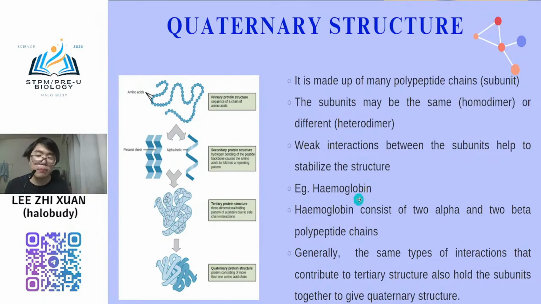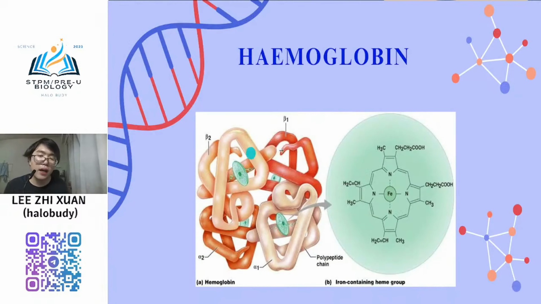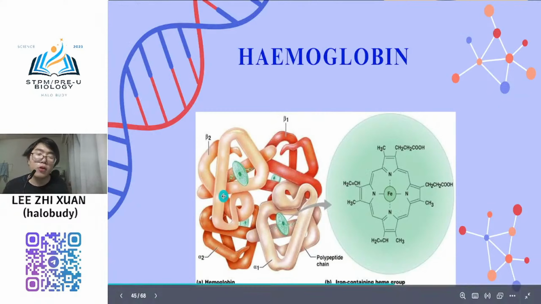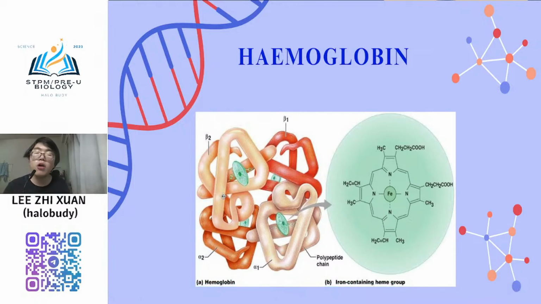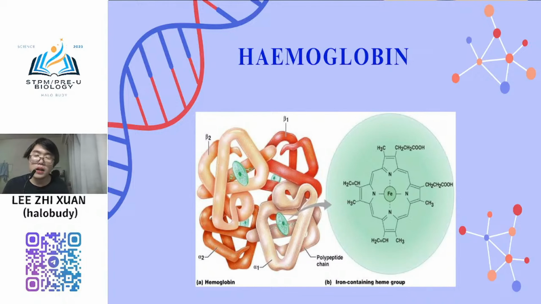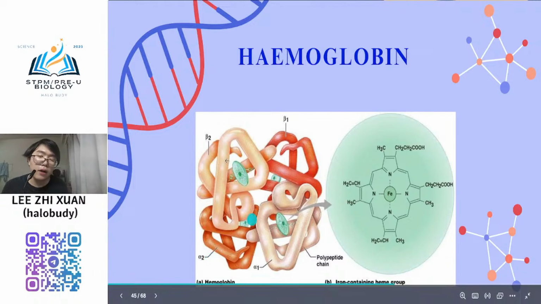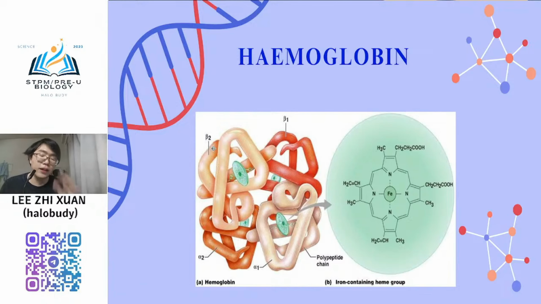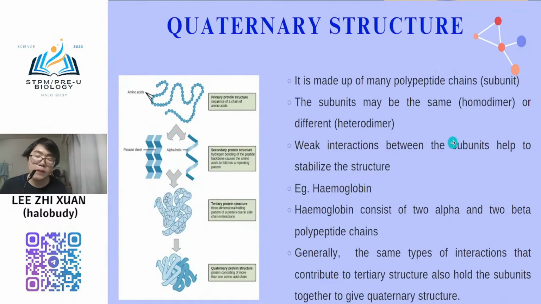So one of the major examples is hemoglobin. So you can see this structure, this hemoglobin. Hemoglobin contains 4 polypeptide chains, 2 alpha chains and also 2 beta chains. 2 alpha and 2 beta. So you can see the lower ones are alpha, the upper ones are beta. Okay, hemoglobin is one of the famous examples.